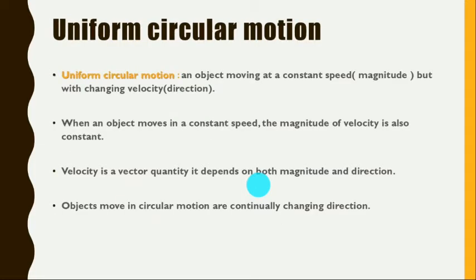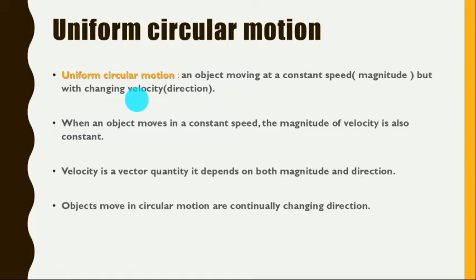Let's start. Uniform circular motion. What does it mean? When do we have a uniform circular motion? When an object is moving at a constant speed, but changing velocity. How? How constant speed and changing velocity? I will tell you how.